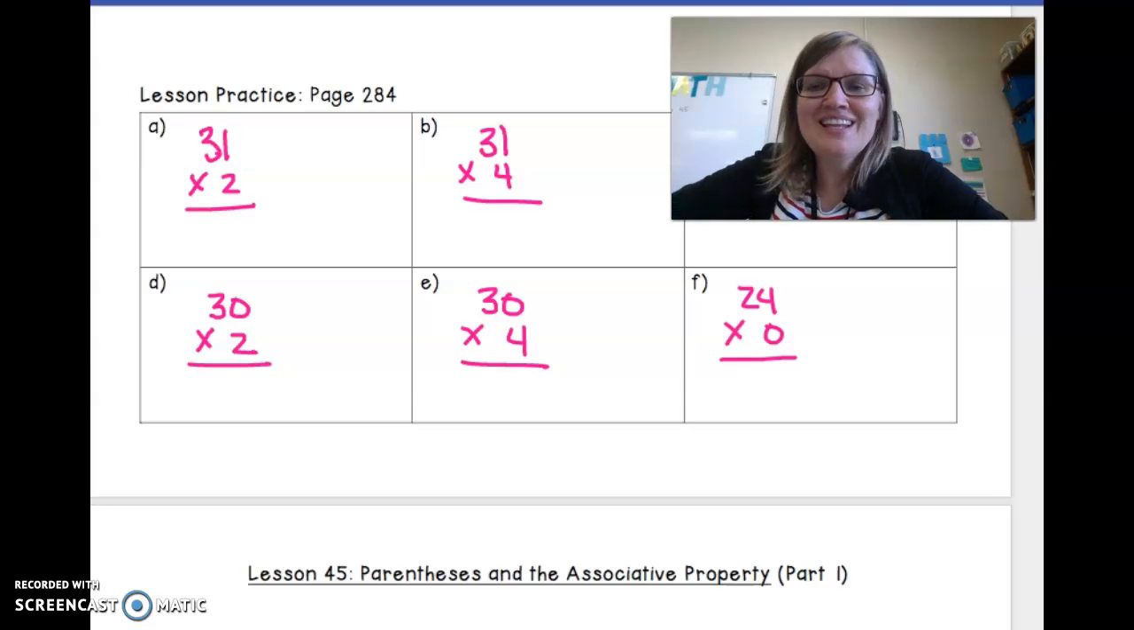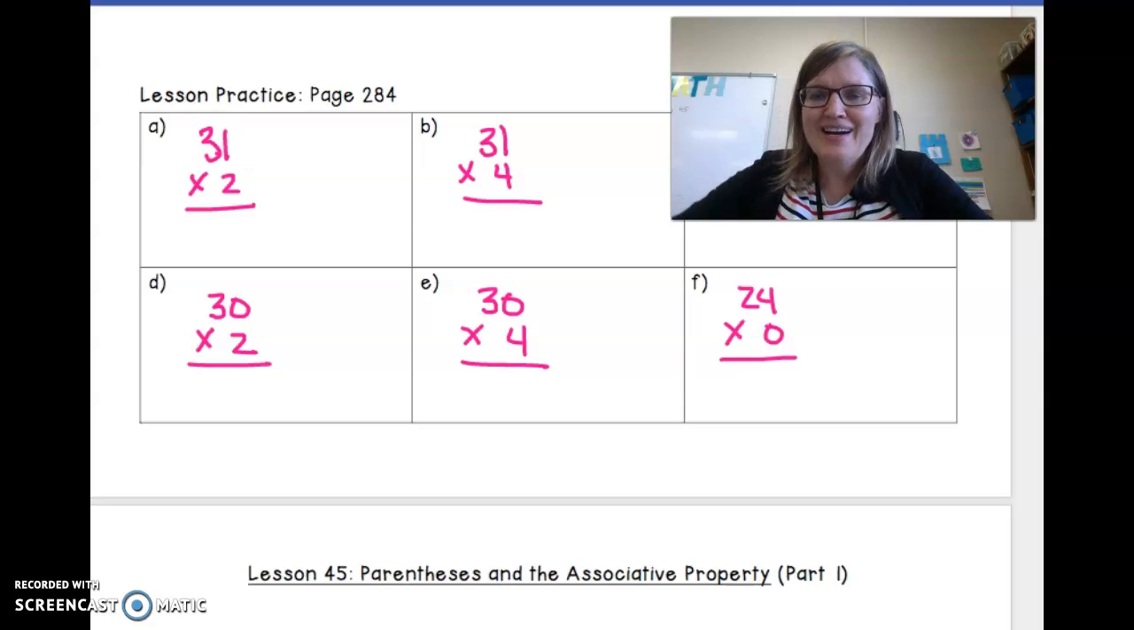Hi everyone, welcome to lesson 44 practice set, in which we're going to practice multiplying two-digit numbers. Have these all ready to go?